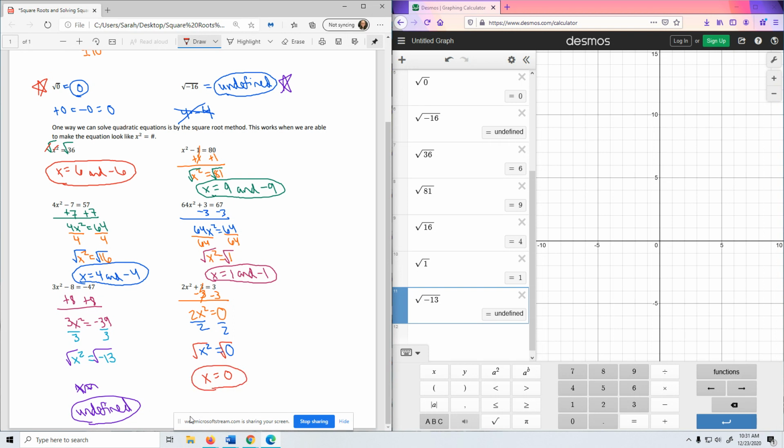So hopefully now you're starting to feel a little comfortable with solving quadratics by using square roots and the whole process of taking square roots.